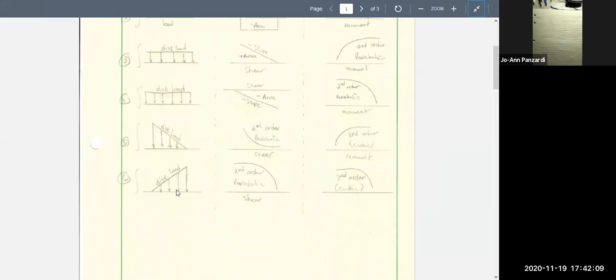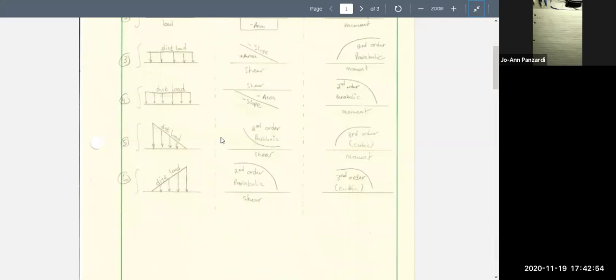There are times we have triangular distributed loads. A triangular distributed load is going to result in a parabolic shape because this equation has an x in it, so it's going to be x squared. This one, we could also have a distributed load that's triangular, but instead of having a negative slope, it has a positive. Negative slope results in the parabolic shape going down. A positive slope results in the parabolic shape going down, but it's different. One's concave up and one's concave down. And then these are second order. So if you take the integral, you're going to get third order.